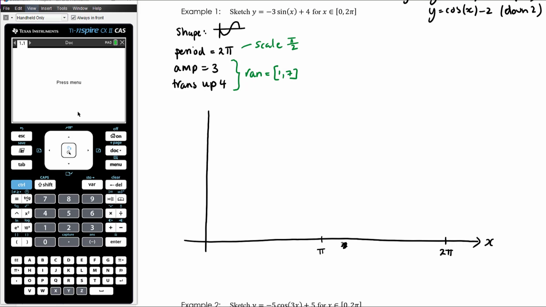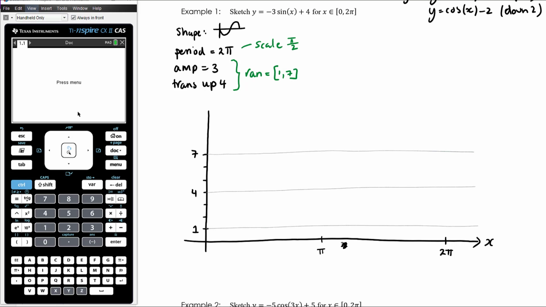So let's just start by thinking 1, 2, 3, 4, 5, 6, 7. Okay, 7's important, 1's important, and 4's important. So this is where I really would get out my pencil and rule myself in some guidelines to help me with the shape.